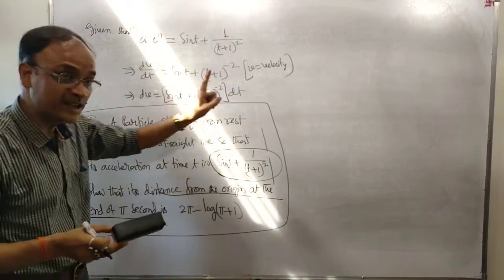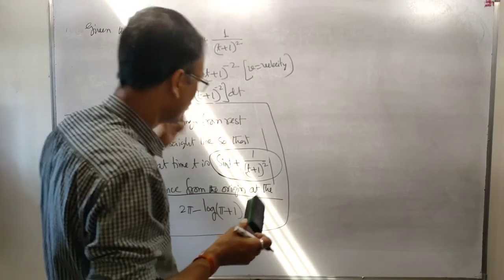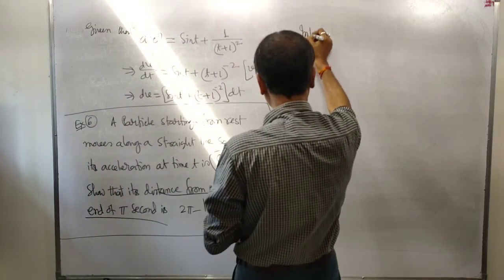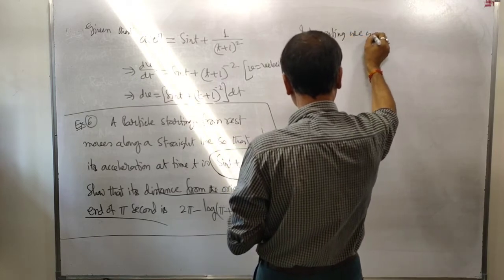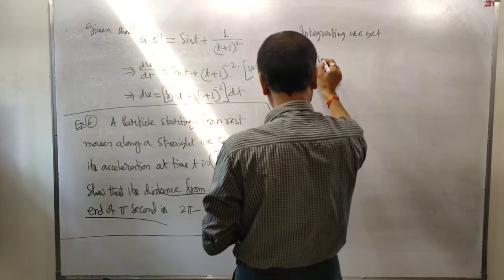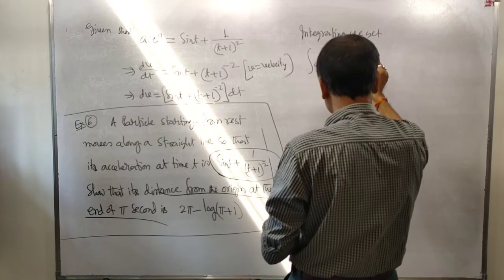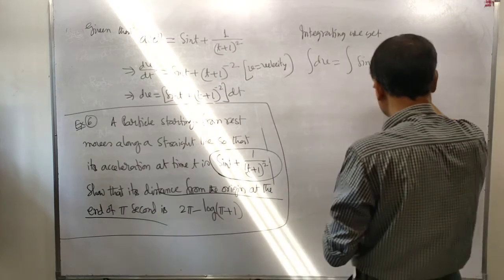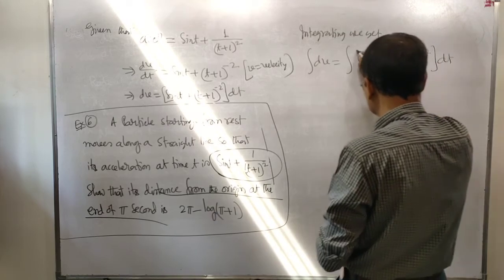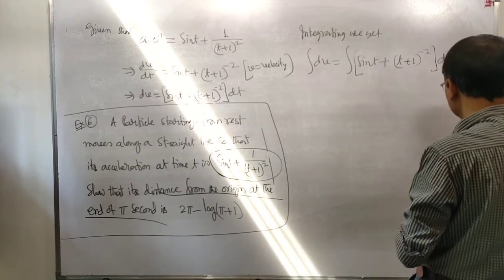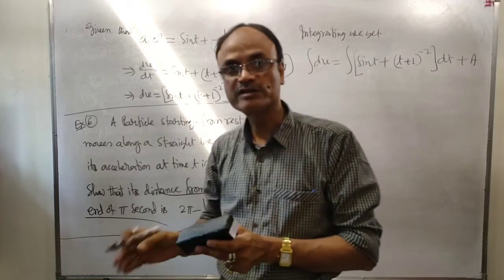Now integrating, we get integration of dv equal to integration of sin t plus t plus 1 whole to the power minus 2 dt plus A, where A is the constant of integration.